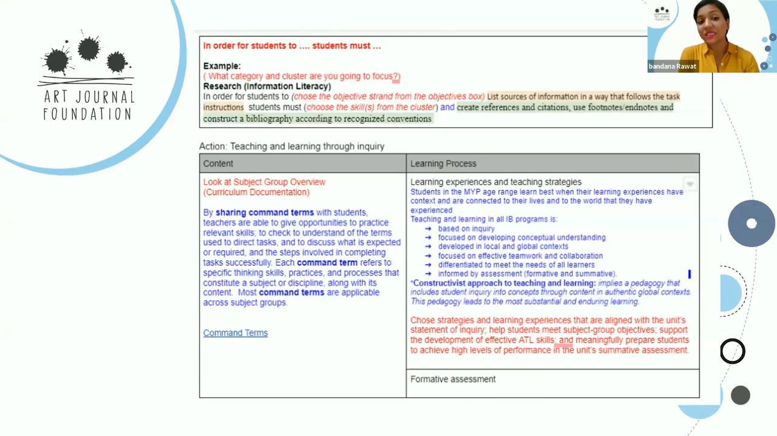Now, if you see action, teaching and learning through inquiry, in the action you have to talk about the content, the dramatic convention, what the child is going to be doing, what you are going to teach them, the command terms, the subject specific terminology, all that will come in here.